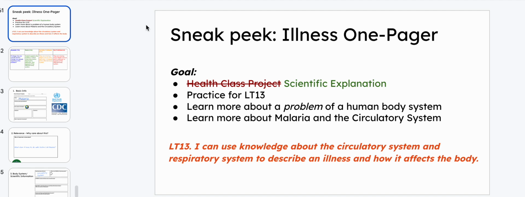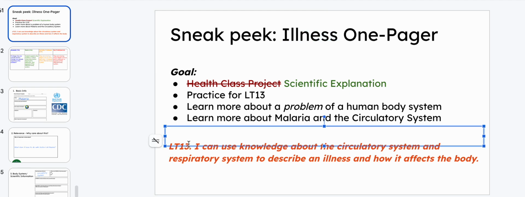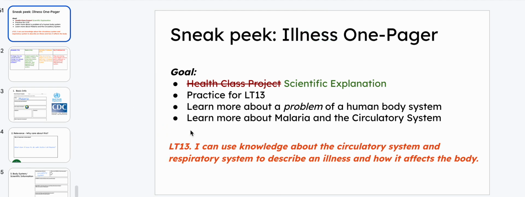This is a sneak peek to your official illness one-pager. That will be your learning target number 13. What we are looking to do is: I can use knowledge about the circulatory system and the respiratory system to describe an illness and how it affects the body.